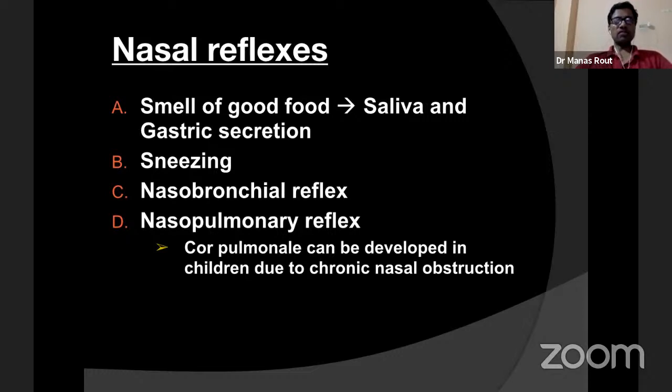And in the nasopulmonary reflex, it acts directly on the alveoli. When the nasal cavity is not well ventilated, oxygen from the alveoli will not diffuse properly into the blood circulation. So these two have a little bit of difference, and this type of patient always feels dyspneic. Most functions, like pulmonary function tests, are normal, but still the patient feels breathlessness because there is low oxygen diffusion. Now, some patients develop cor pulmonale due to chronic nasal obstruction.